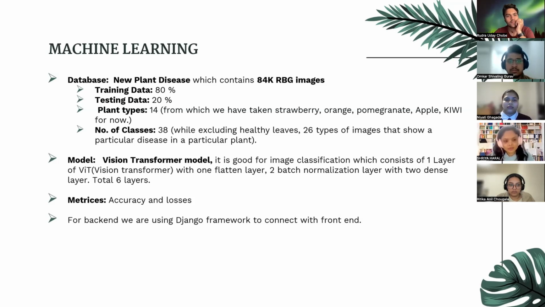And there are other classes as well. There are a total of 38 classes. If we exclude the healthy leaves, there will be 26 different types of images which will help us to identify the diseases in the crops.